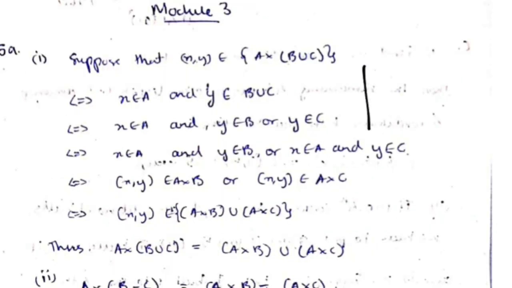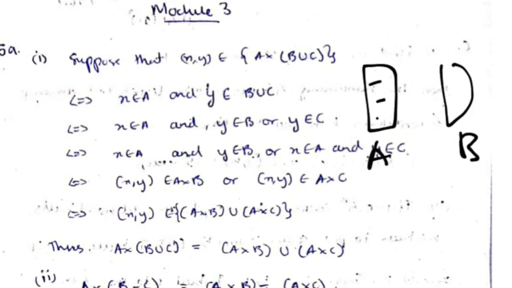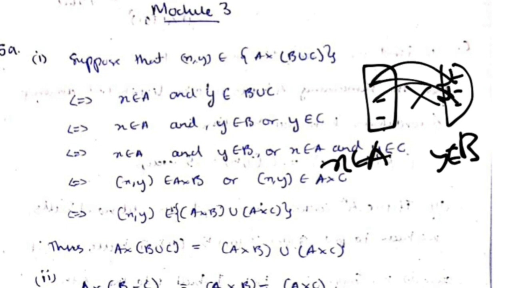So see, there are 2 sets. Okay, this is set A and this is set B. Suppose this has some elements and this has some elements. Okay, so X belongs to A and Y belongs to B. So when we cross it, we'll get each combination here. So X comma Y will be belonging to A cross B.